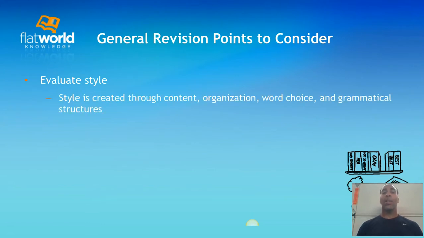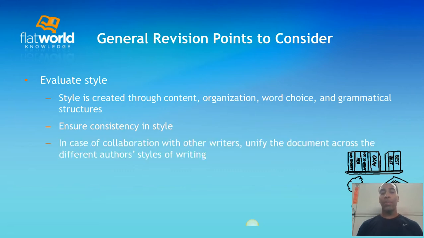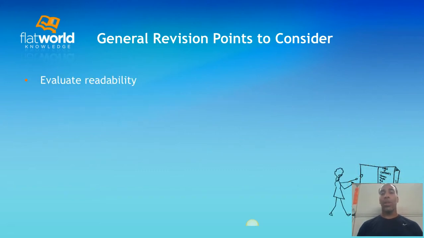So general revision points to consider. Evaluate the style. Style is created through content, right? Remember the meat of the document. Organization, how you organize things in bullet points. Word choice, are you using the right type of words that people can understand? What level is it on? This needs to be on the right level. Some could be to a lower level of understanding. Some could be to a higher. And grammatical structures. Ensure consistency in style, right? You don't want to have the same style in paragraphs 1 and 2 and then a totally different style in 3 and 4. In case of collaboration with other writers, unify the document across the different author styles of writing. So if there are 4 of you in a group and you do a project, we have to unify the document. And I shouldn't be able to tell that 4 different people contributed to the document.